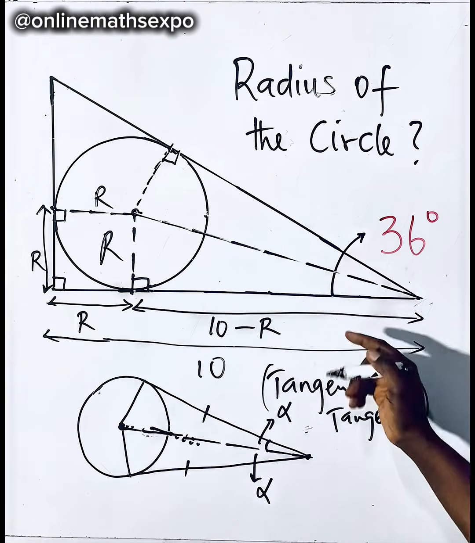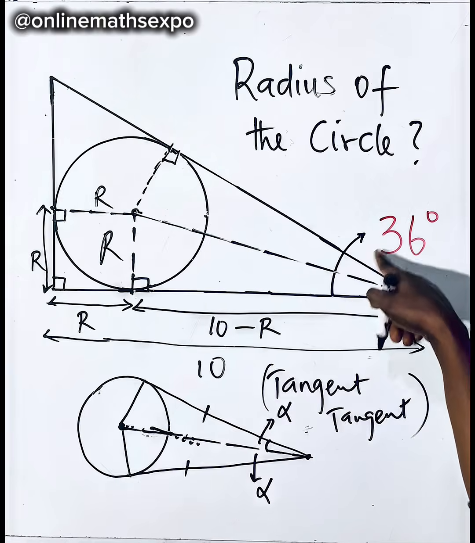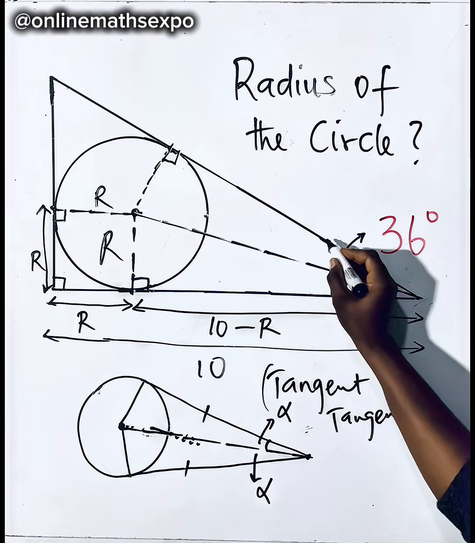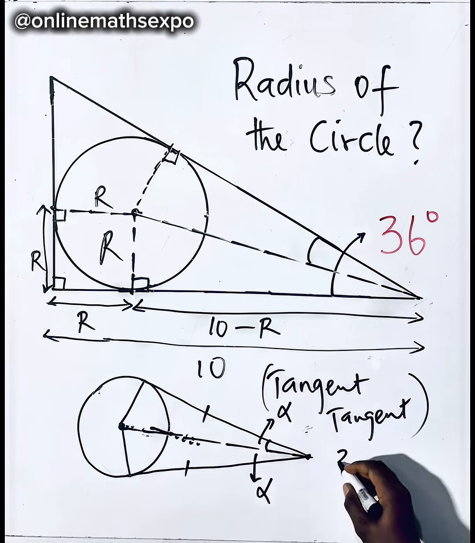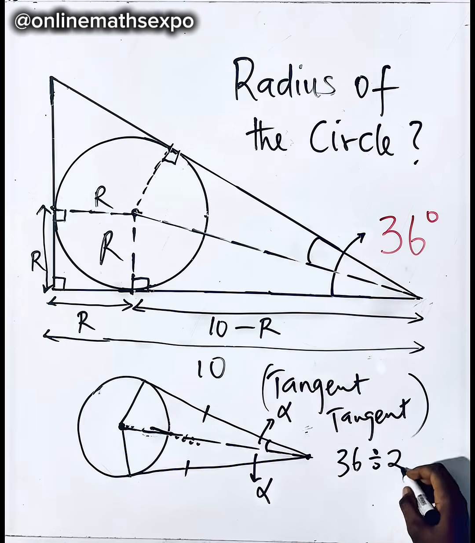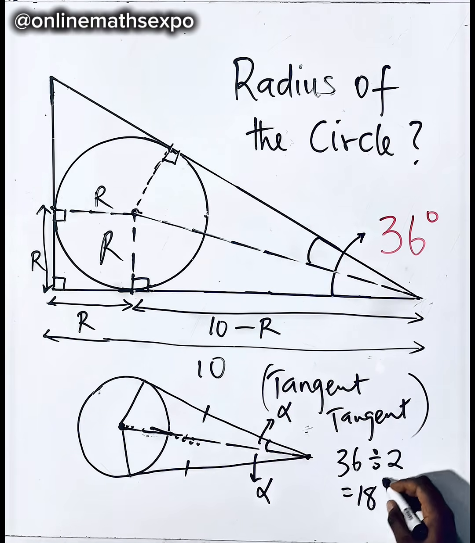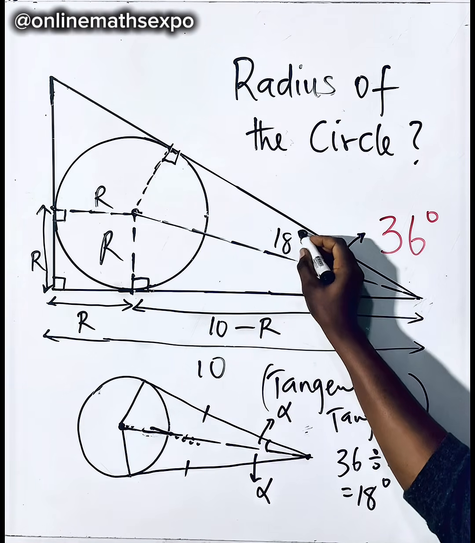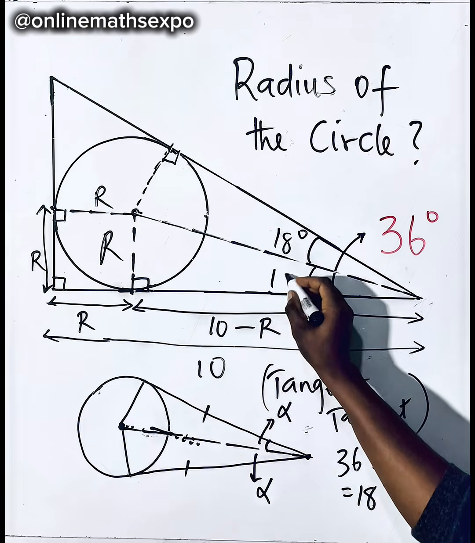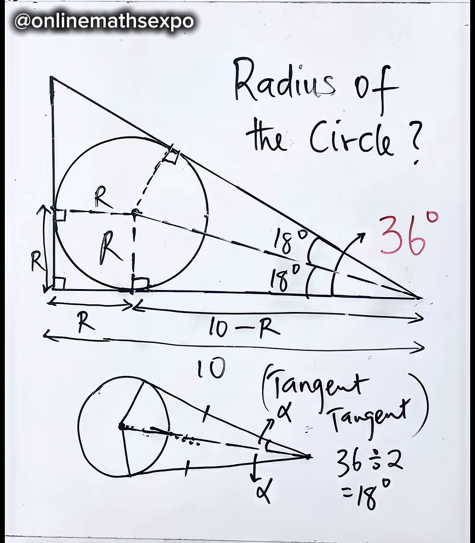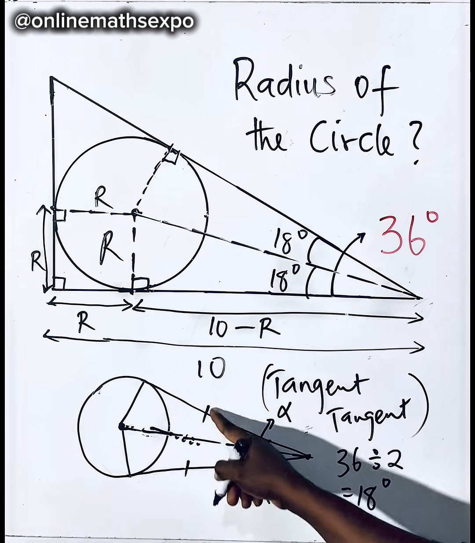So we have this. If this line bisects this angle here, it means that this part of the angle will be 36 divided by 2, and that gives us 18 degrees. So here is 18 degrees, and this is also 18 degrees. And you also remember we said these two lengths are equal.